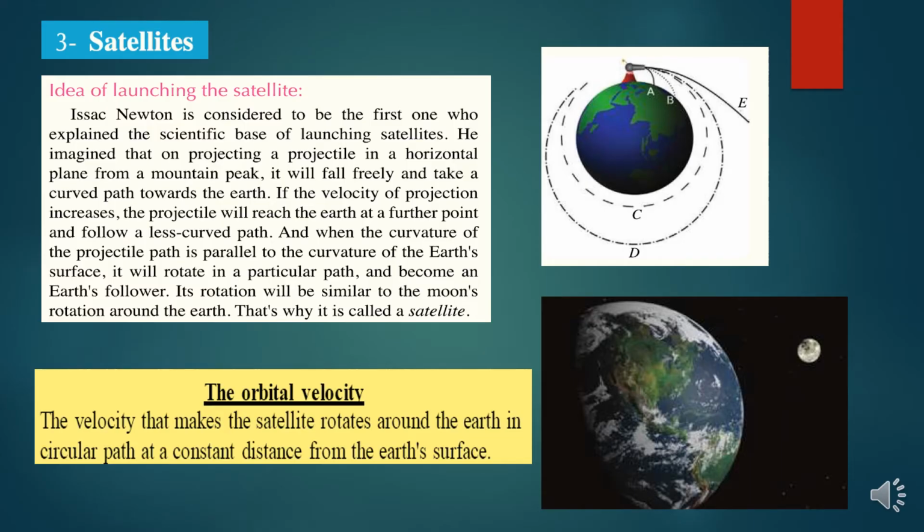Lesson number 3, Satellites. To understand the idea of launching the satellite, imagine that when projecting a cannon projectile from the top of a mountain in a horizontal direction, the projectile moves through a certain horizontal distance before falling on the ground. By increasing the velocity of projection, the horizontal distance moved by the projectile before falling will increase.